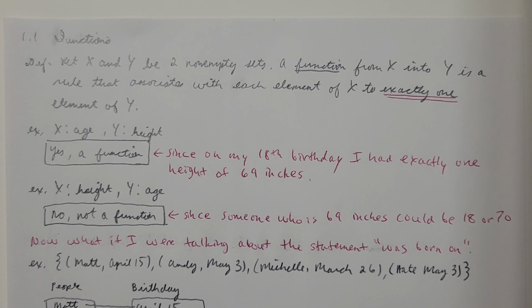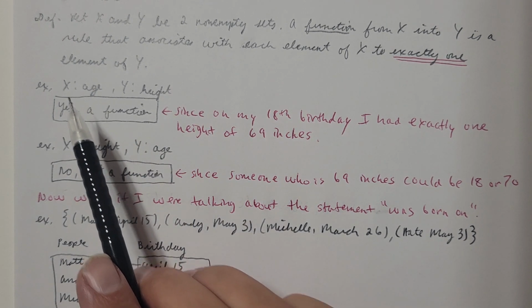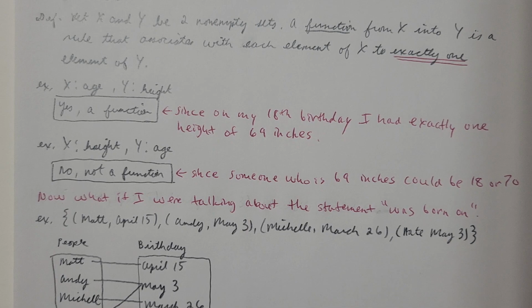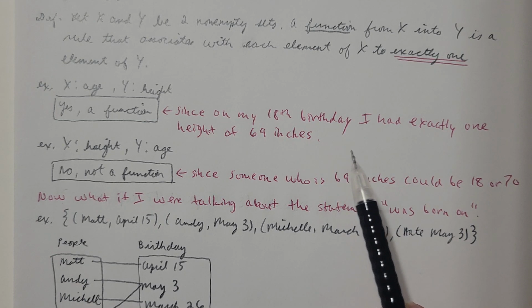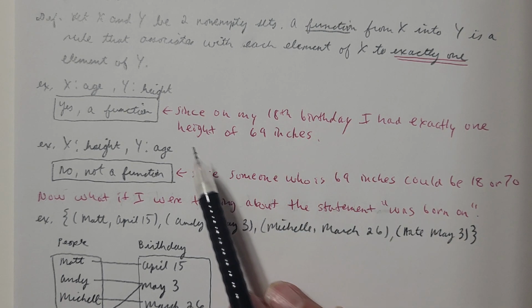Okay. So as an example, what if the first set is age, or what I'm calling x, and the second set, y, is height? So is that a function? Well, does each person have only one height at a particular age? That's the question. And the answer is yes, right? Nobody can have two different heights at one point in time. So since, like, on my 18th birthday, let's say, I had exactly one height of 69 inches, that would be a function.